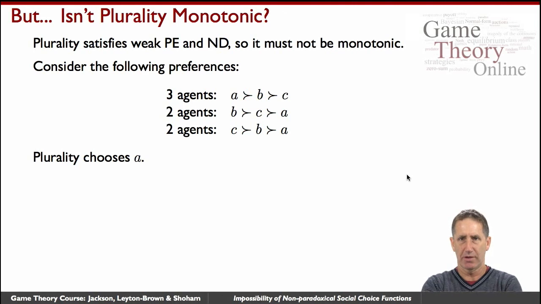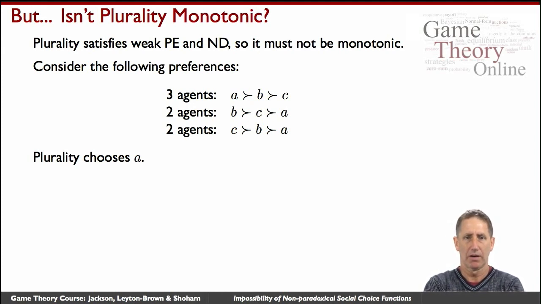Now, just to test our intuition again, let's consider an example, and let's take plurality, which perhaps on the face of it might contradict the Muller-Satterthwaite theorem. Clearly, plurality is Pareto efficient. In other words, if everybody prefers some candidate to another candidate, that other weaker candidate will never be the choice. And it's non-dictatorial, obviously. So the theorem says it cannot be monotonic. Intuitively, you might think it is monotonic, but here's a counterexample.